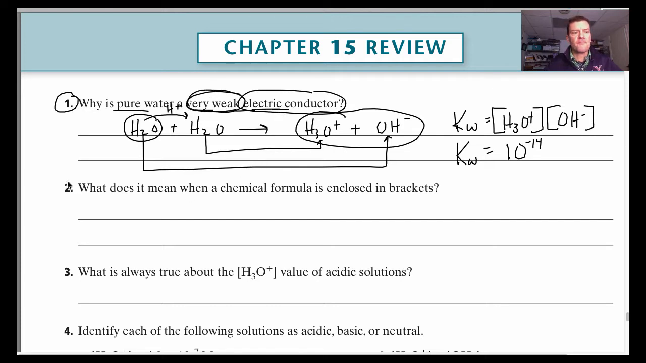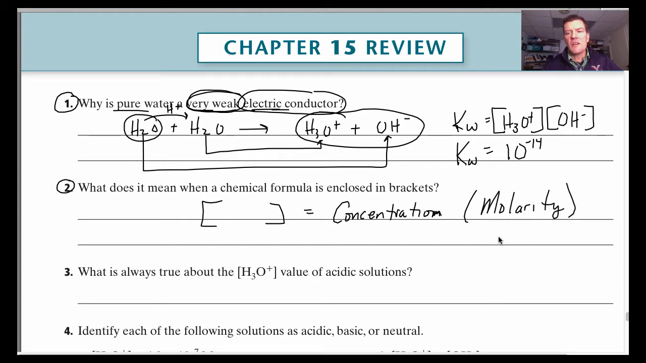Okay? Number 2 says, what does it mean when a chemical formula is enclosed in brackets? That means concentration. And probably molarity. Molarity is the moles of the solute divided by the liters of solution. So when we put something in brackets like here, it means the concentration of that ion, the concentration of hydroxide ion, or the concentration of whatever is in brackets.